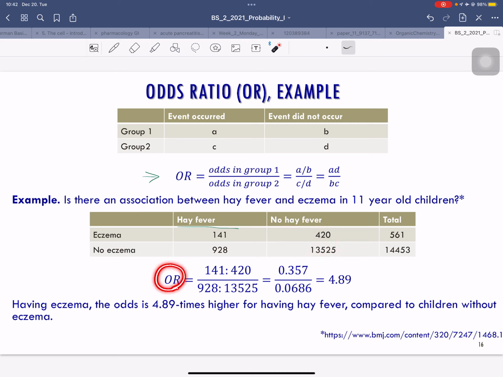Now we calculate the odds ratio. We can find 141 divided by 420, and again 928 divided by 13525, and if you find this ratio altogether it will be 4.89. Having eczema, the odds are 4.89 times higher for having a high fever compared to the children without eczema.